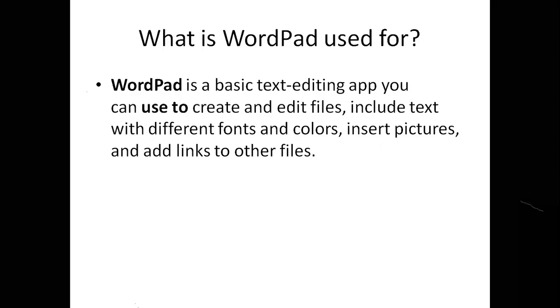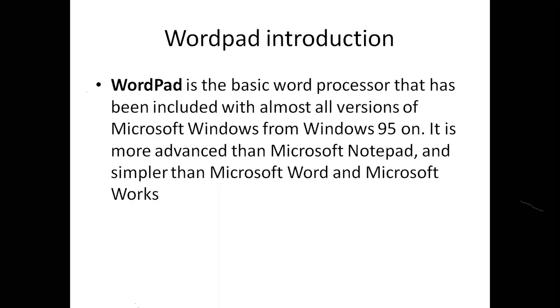In this class, we have seen WordPad is a basic word processor that has been included with almost all versions of Microsoft Windows from Windows 98. This is Windows 7. Also in Windows 7 we have seen. Okay, it started from Windows 98. It is more advanced than Notepad and simpler than Microsoft Word and Microsoft Works.